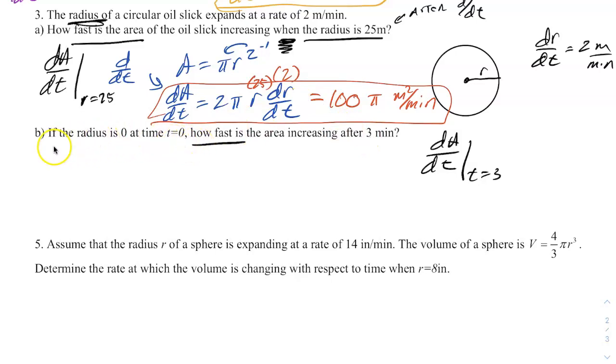We'll talk about what it means that the radius is 0 at time 0 in a second. But how do we set this up? Well, area equals pi r squared. Let's take the derivative of both sides with respect to t. When we do that, we get dA/dt equals 2 pi r dr/dt.